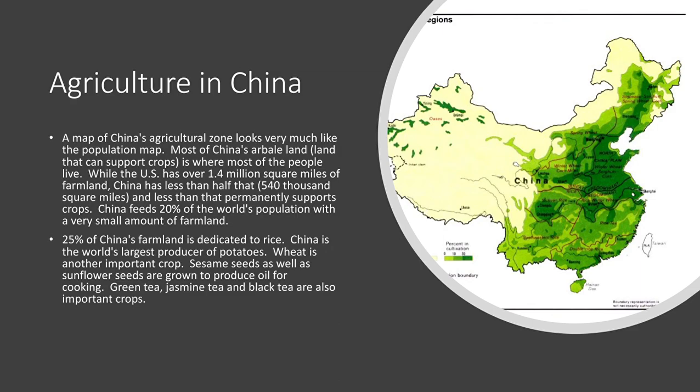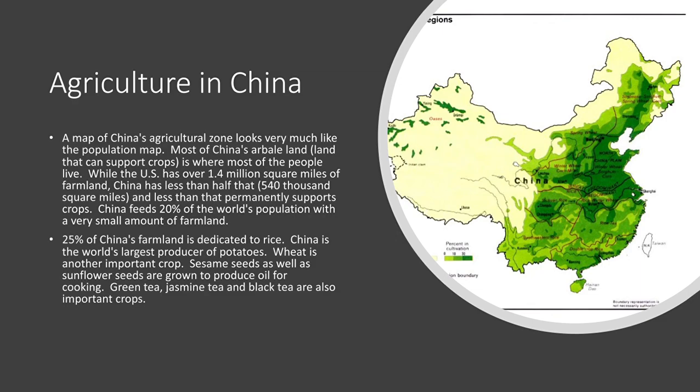And China actually has less than half that. They only have 540,000 square miles, and even less than that actually supports crops all the time. So on a very small amount of land, China feeds 20% of the world's population. Generally speaking, the United States is a food exporter. We can grow enough food for our population and we can sell it overseas as well. So the United States is generally a food exporter, but China is able to grow a remarkable amount of food on its land. Now, what do they grow?